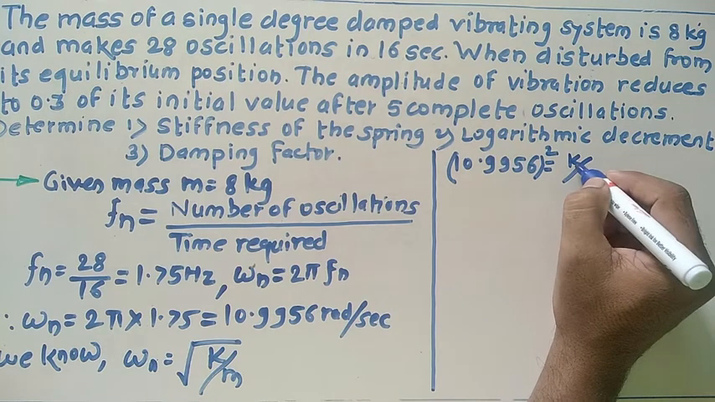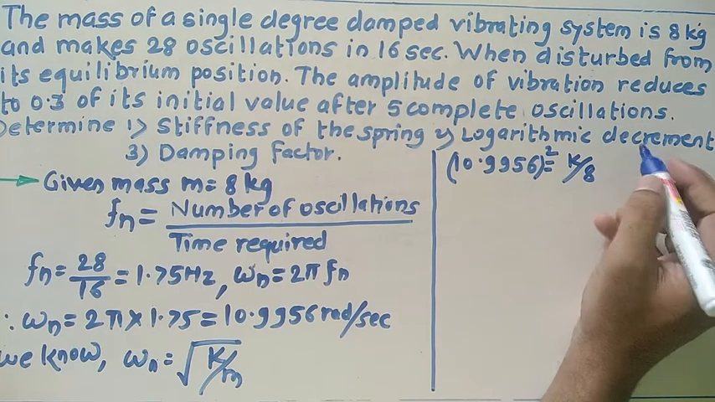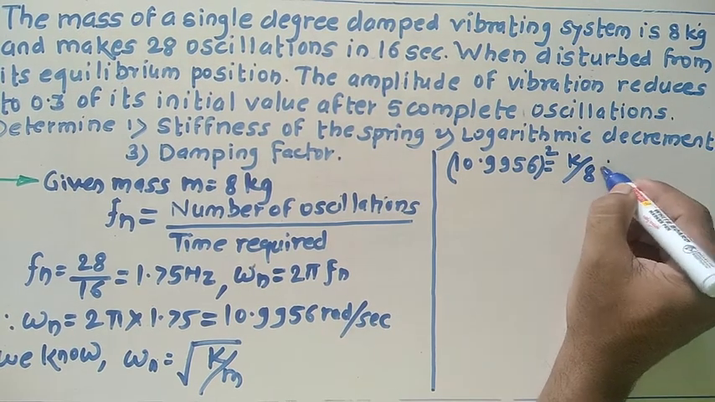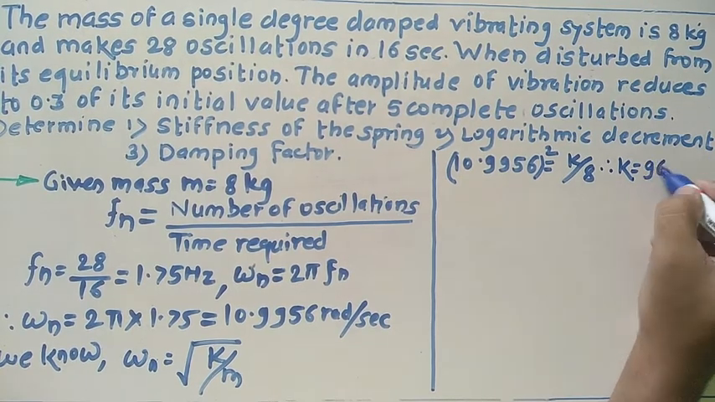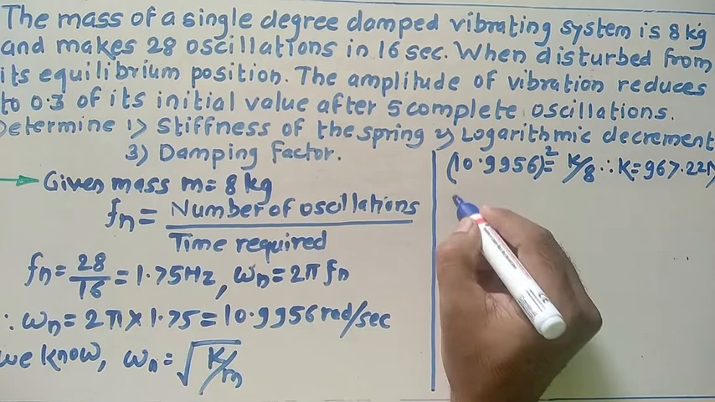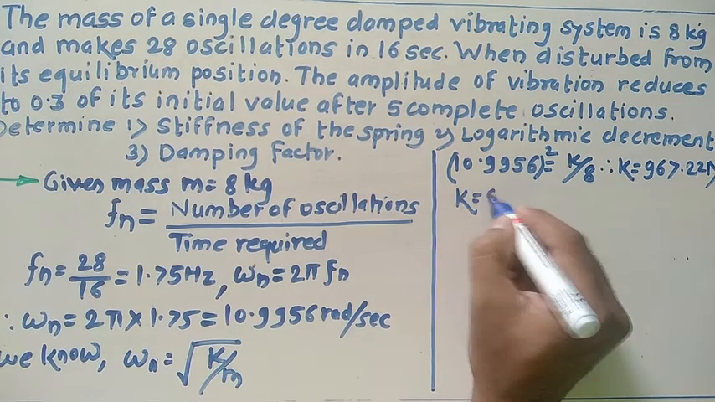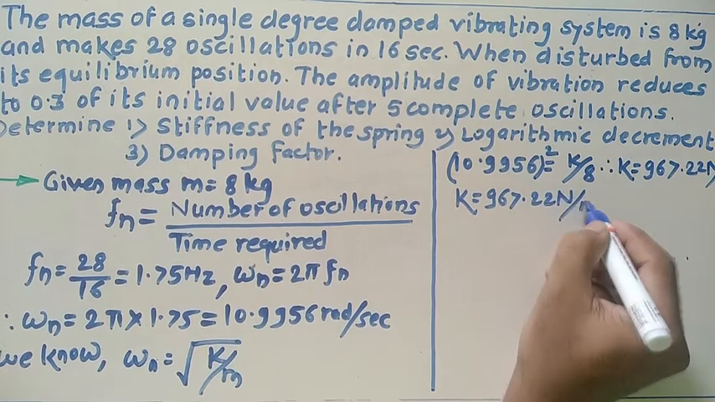The value for the mass is already 8 kilogram. Just substitute here. After solving this, what is the value for k? K we can get as 967.22 Newton per meter. This is the value for k. Write it here. So this is the answer for the first point.